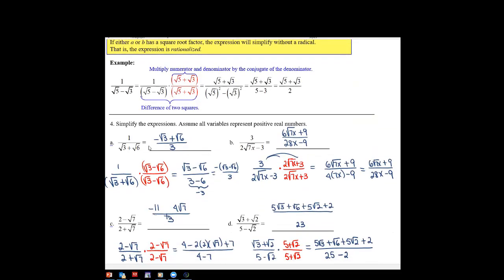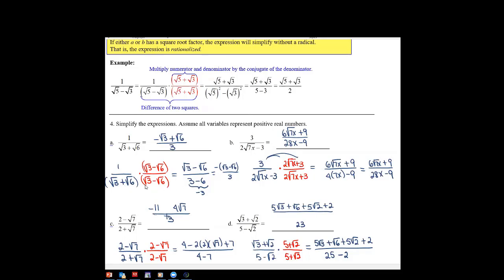So let's take a look at this example. The first one, if I have 1 over square root of 3 plus square root of 6. In order to rationalize this, I need to multiply the top and bottom of the fraction by the conjugate of what I have at the bottom of the fraction. Radical 3 plus radical 6, its conjugate would be radical 3 minus radical 6. So if I multiply a binomial by its conjugate, you get the difference of squares.